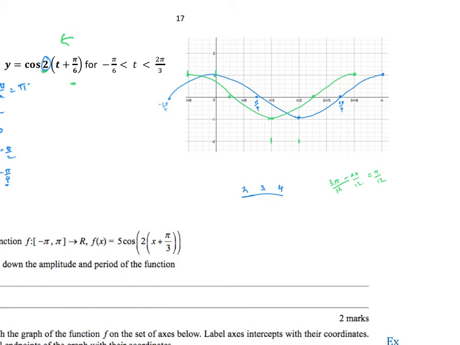Let's just check. We've got to stop at 2 pi on 3. So let's stop my graph at 2 pi on 3. And from negative pi on 6, so that looks okay. Let's label some key points. So we just worked this one out to be pi on 12. And our other intercept was 3 pi on 4 minus pi on 6. So it's 9 on 12 minus 2 on 12, which is 7 on 12.